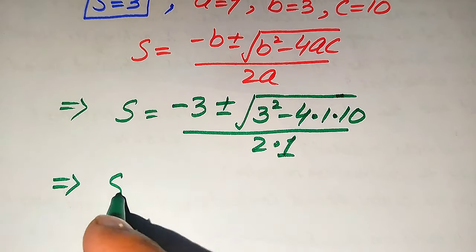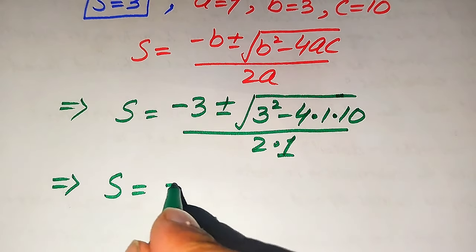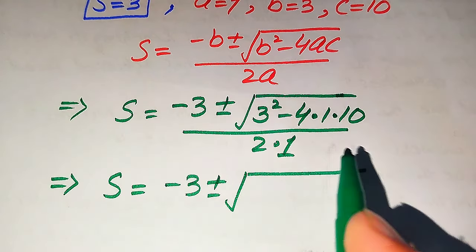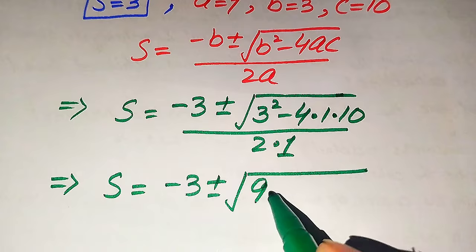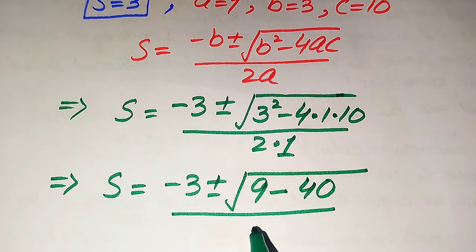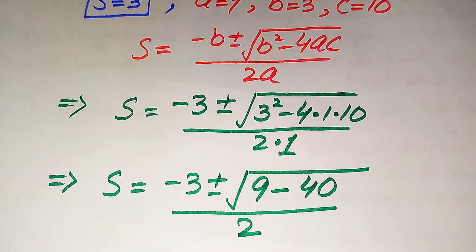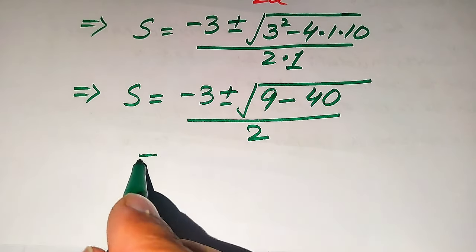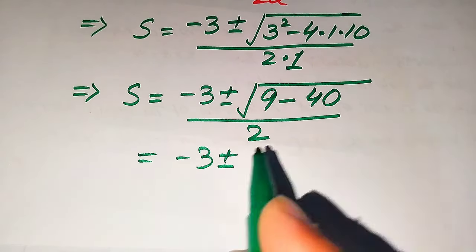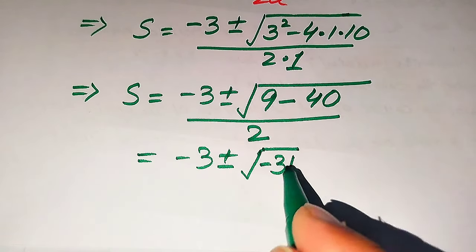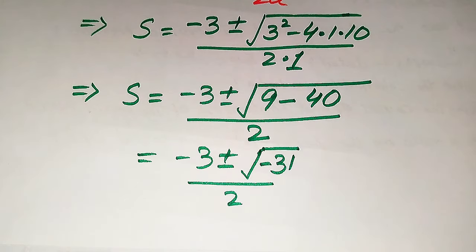And in the next step we need more simplification, and it will be written as minus 3 plus minus square root of 3 square. 3 square becomes 9, minus 4 times 10 becomes 40, and it is divided by 2 times 1 equals 2. So when we subtract these two values, it will be written as minus 3 plus minus square root of 9 minus 40 is equal to minus 31, and it is divided by 2.